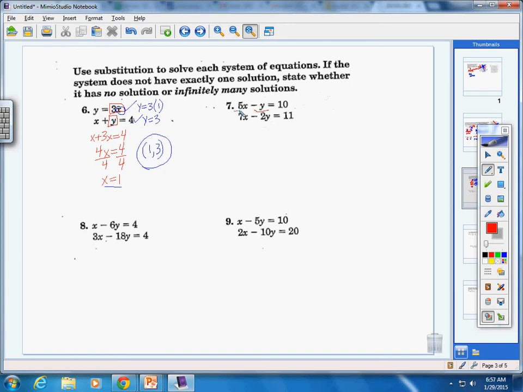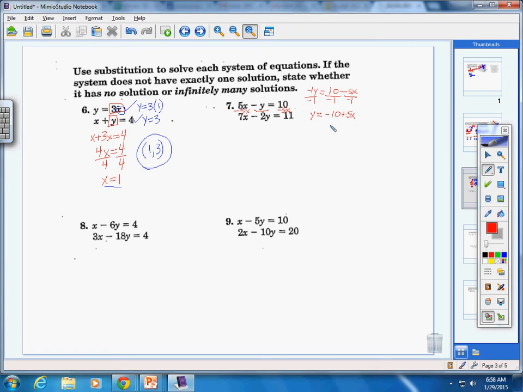I'm going to subtract 5x from both sides of the top equation. That leaves me with negative y equals 10 minus 5x. And y is not yet isolated, because this is a negative 1y, so we need to divide by negative 1. And remember, each of these guys has to get divided by negative 1. So that equation finally, getting y by itself, we should have negative 10 plus 5x. Now, that is step 1.